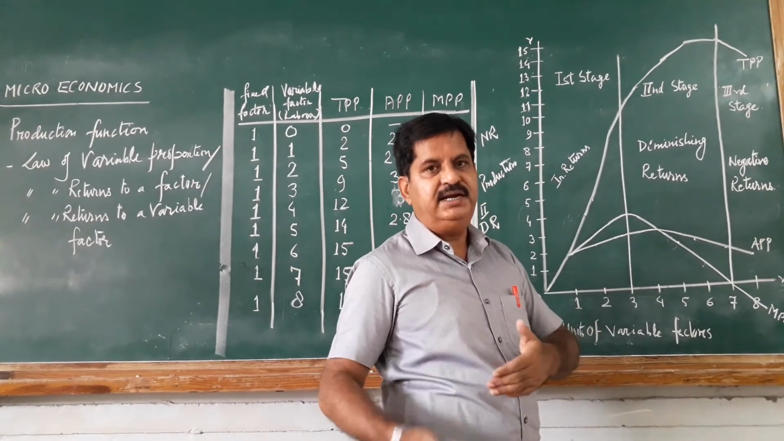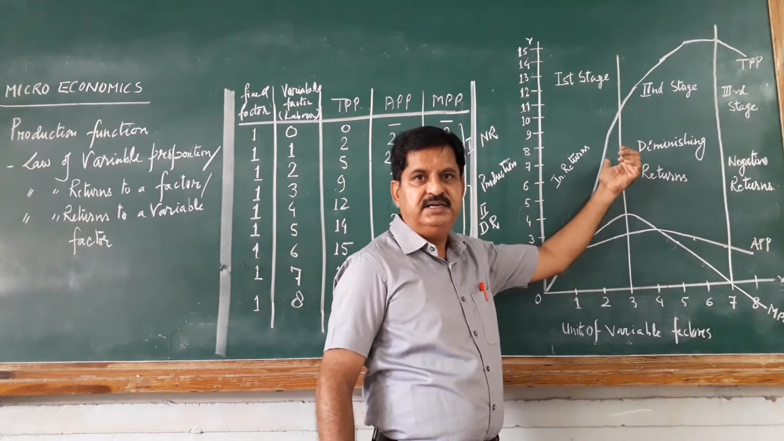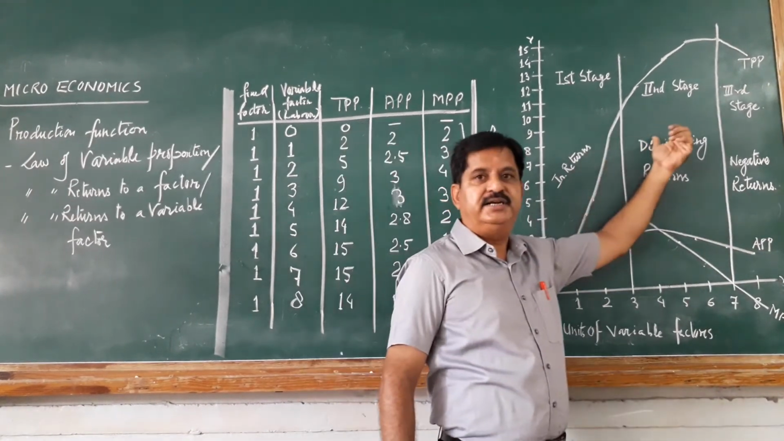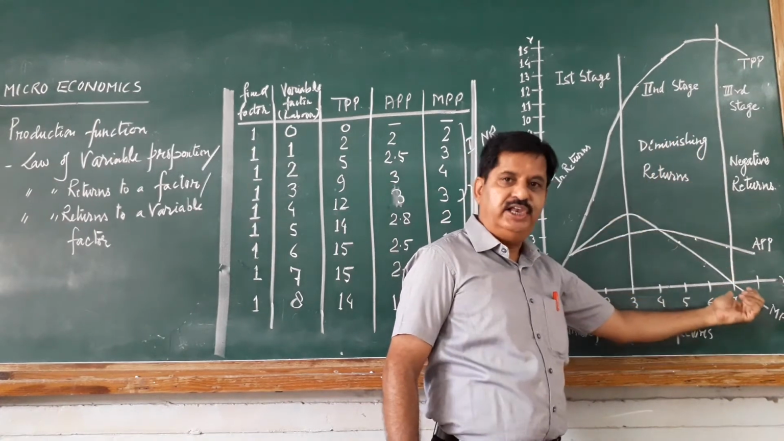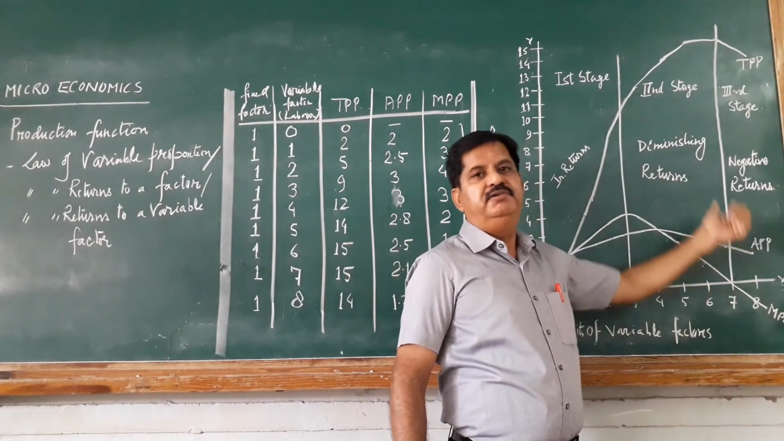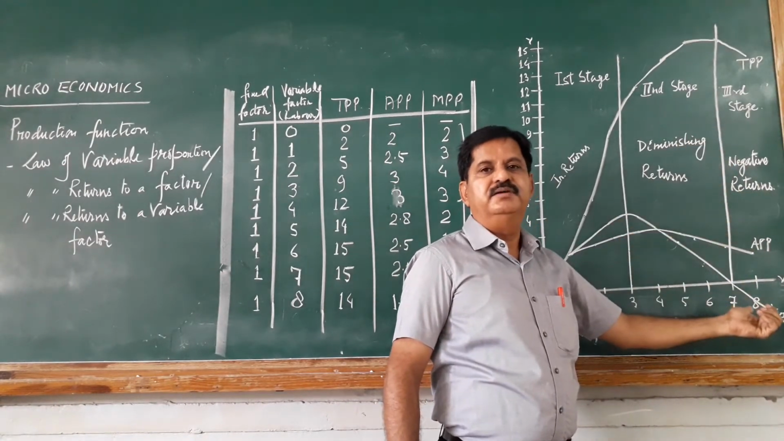Relation between TPP and MPP. When TPP increases at increasing rate, MPP is increasing. When TPP increases at diminishing rate, MPP is falling. When TPP is highest, MPP is 0. When TPP is falling, MPP becomes negative.